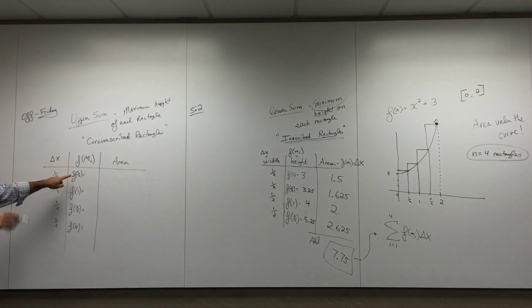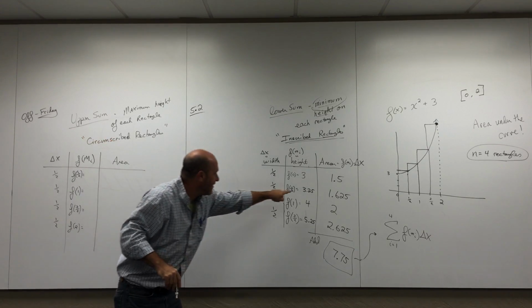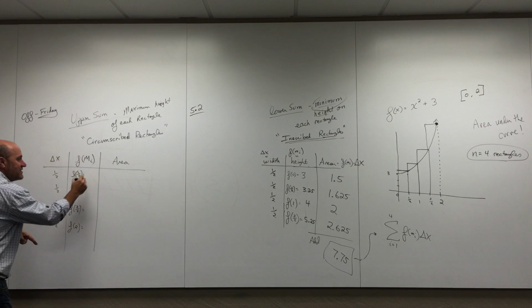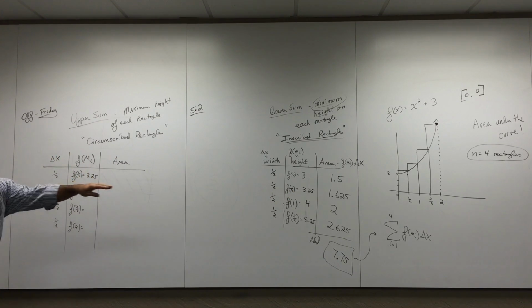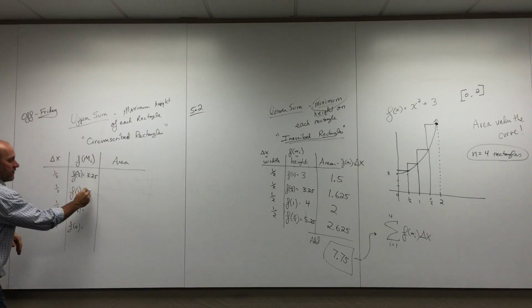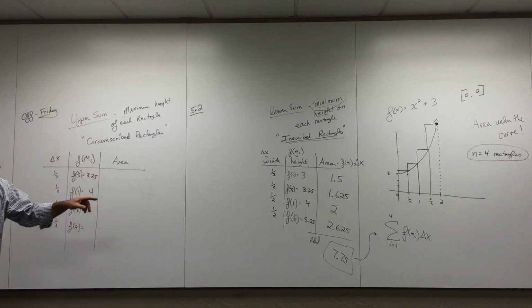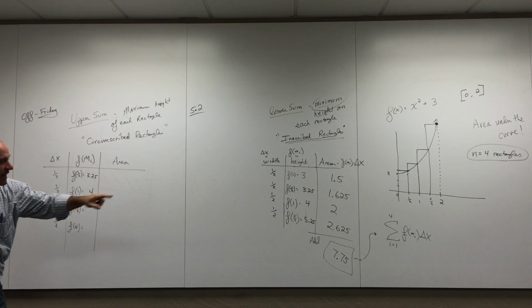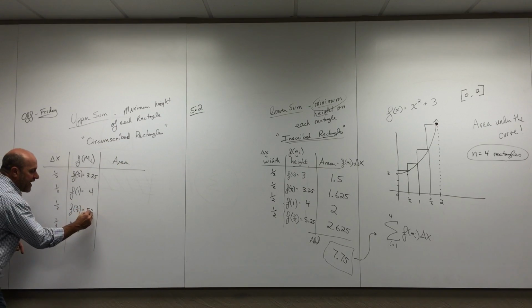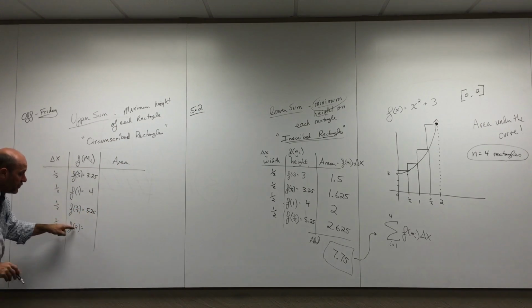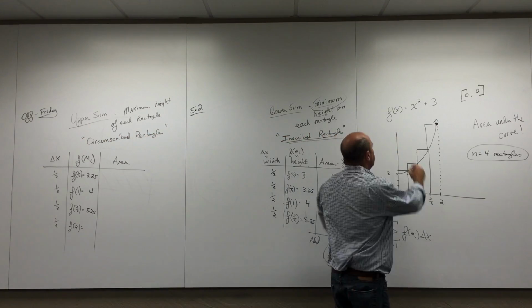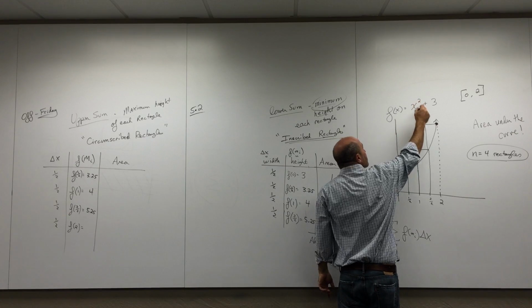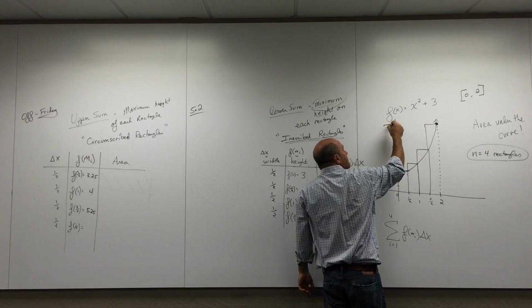Plugging a half into the function, I got over here, if I want to use it right there, it's a 3.25. Plugging a 1 into the function gives me the height of that next rectangle, 4. Plugging 3 halves in the function gives me the height of the next rectangle, 5.25. Plugging 2 into the function gives me the height of that last rectangle. That's pretty high. Plugging a 2 in there, that's a 7. Right, you guys? Yeah.